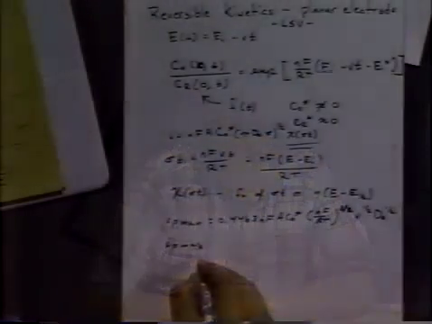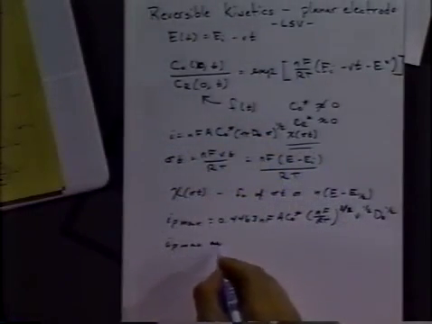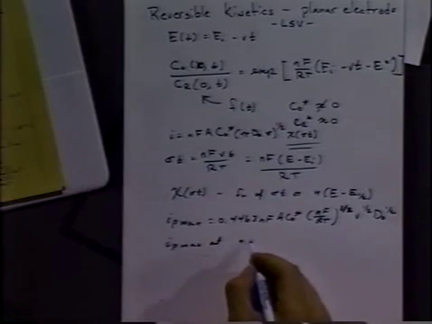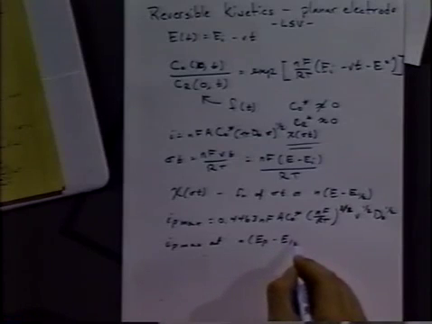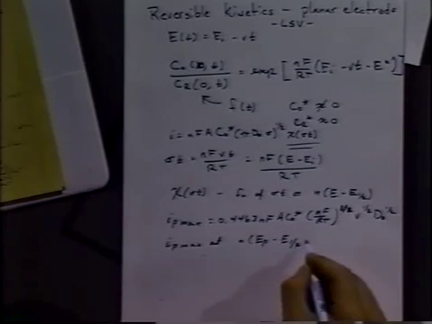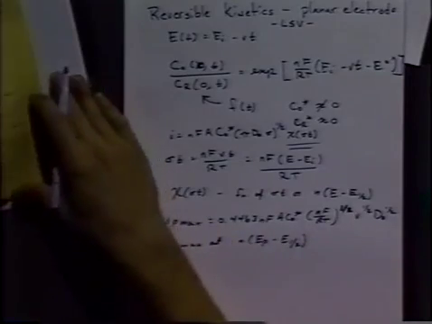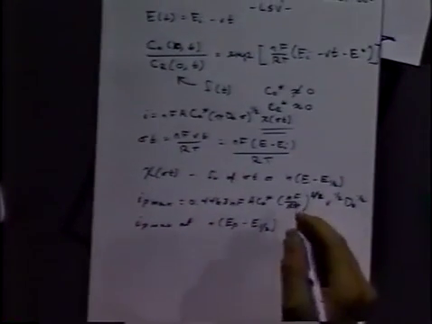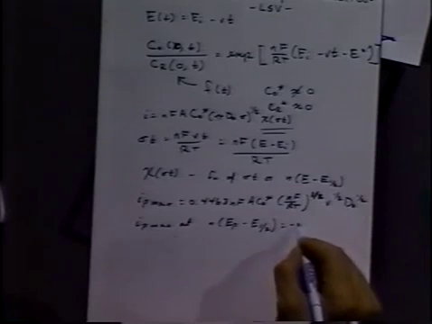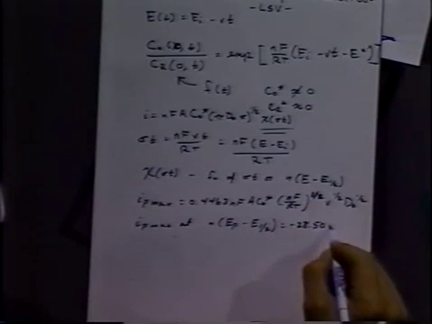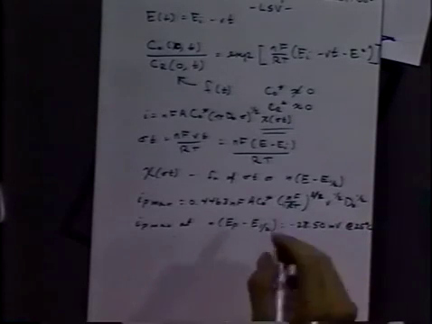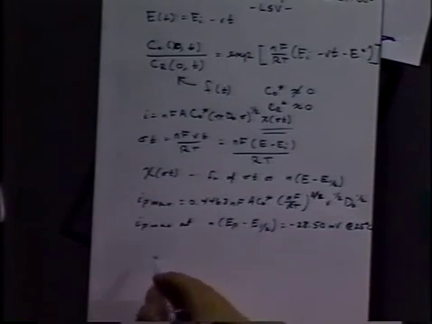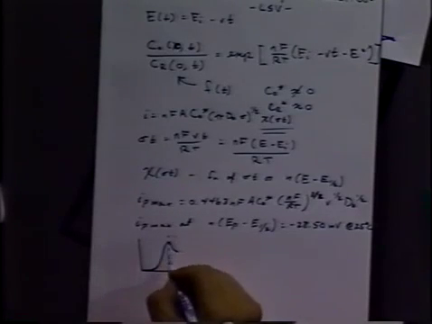IP max, that's the value of it. It's also found at a particular value of potential, and it's equal to EP minus E1/2 times n equal to minus 28.5 millivolts. And that actually is at 25 degrees C. EP is the peak current potential. So this would be EP.